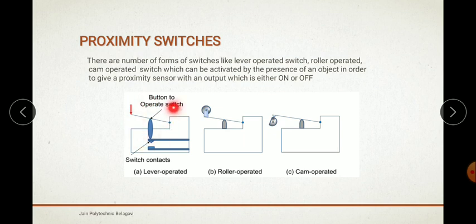This is a button operation and these are the switch contacts, which mate in the contacts to obtain the desired output. Next one is the roller, which rolls from this position to the second position. This is the cam operated switch which makes the contact.